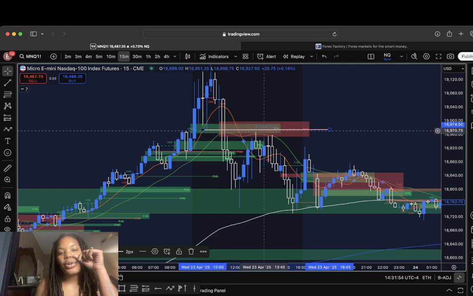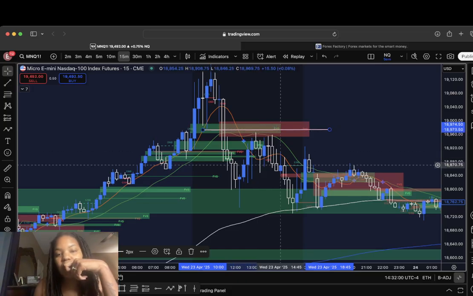Some people set their limit orders at the breaker. As you see, we broke below this low. It came back up. It did not hit the breaker, unfortunately, and then we continued lower, but it hit the fair value gap.